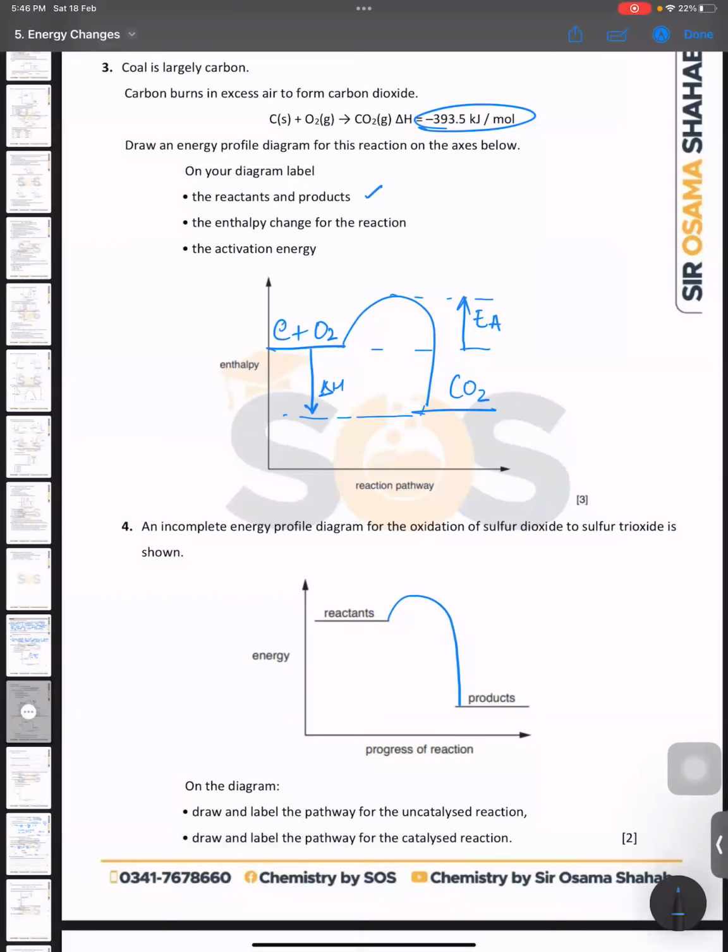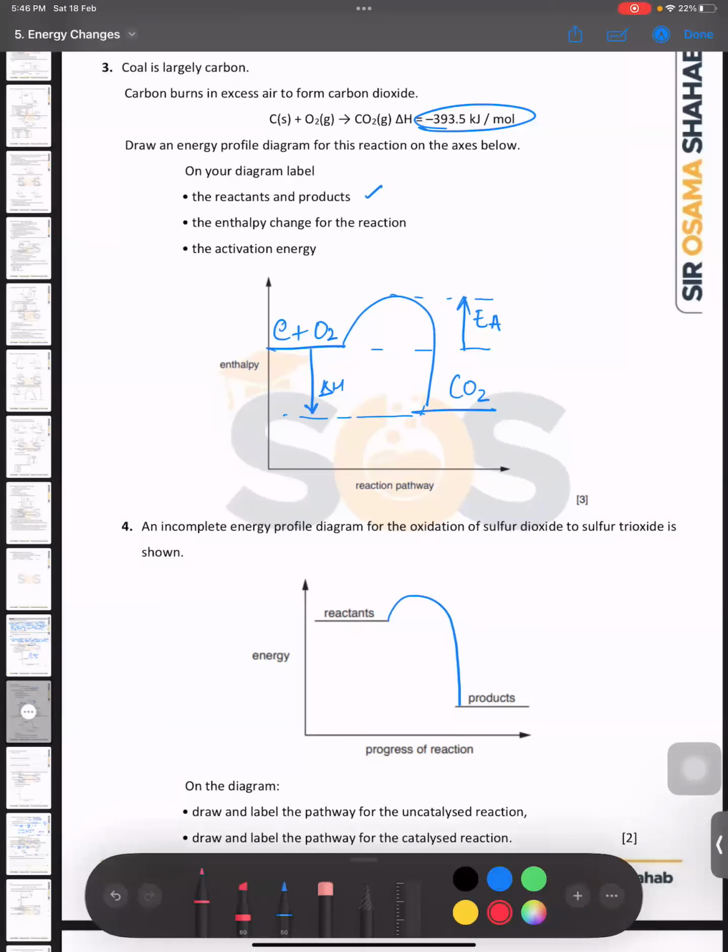This is uncatalyzed reaction. And draw a labelled pathway for catalyzed reaction. So आपने इसी के अंदर जो है catalyzed भी दिखा देना है a little bit light like this. ठीक है भाई? So this is catalyzed and this is uncatalyzed. Got it, बच्चों? You can write catalyzed. Right, this is catalyzed and this is uncatalyzed. You need to mark it, right?